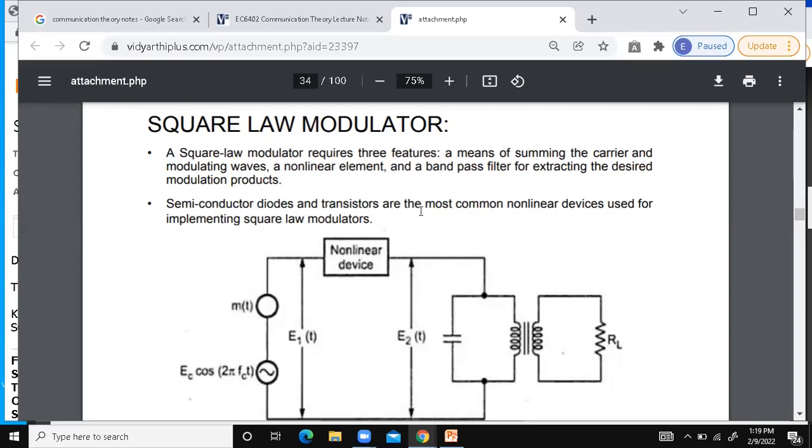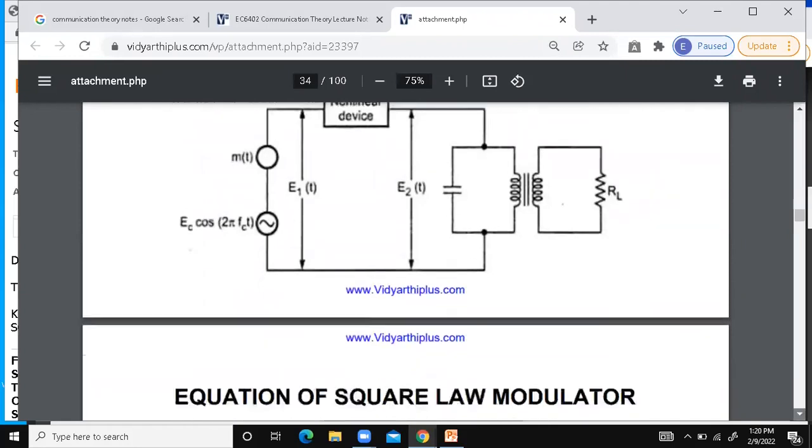Semiconductor diodes and transistors are the most common nonlinear devices used for implementing square law modulation. I'm sure you guys are pretty up to speed on semiconductors, and specifically the diodes and transistors.